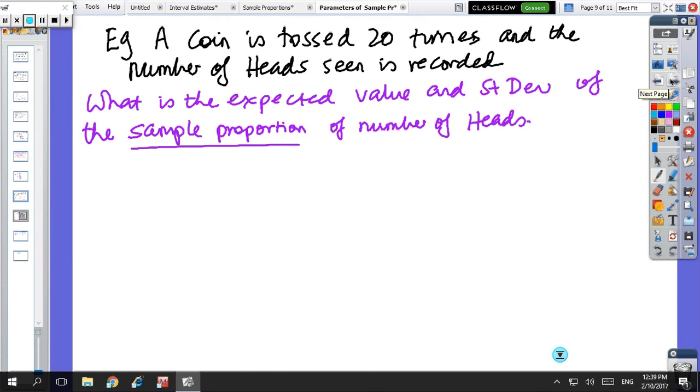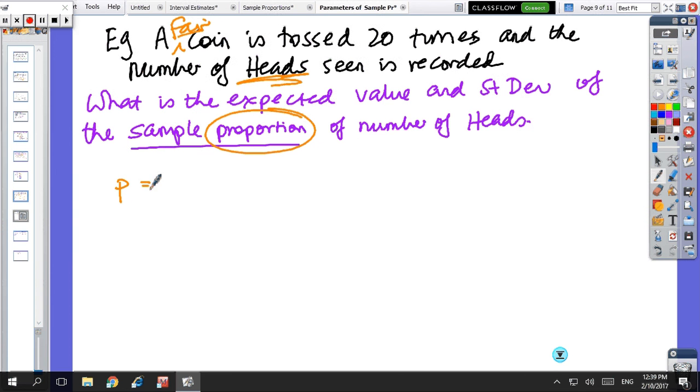Okay, so a coin is tossed 20 times, and the number of heads is recorded, and we're talking about a fair coin. What is the expected value and the standard deviation of the sample proportion? So we're talking proportions, so that's P's and Q's. What I want you to do is see if you can have a go at this yourself using the formulas from a couple of slides ago, and when you're ready, come back live.